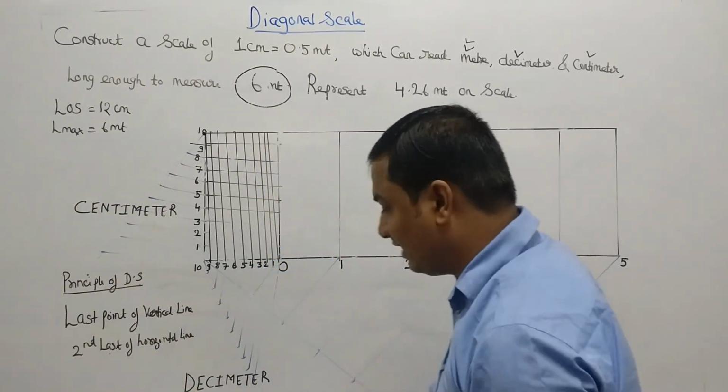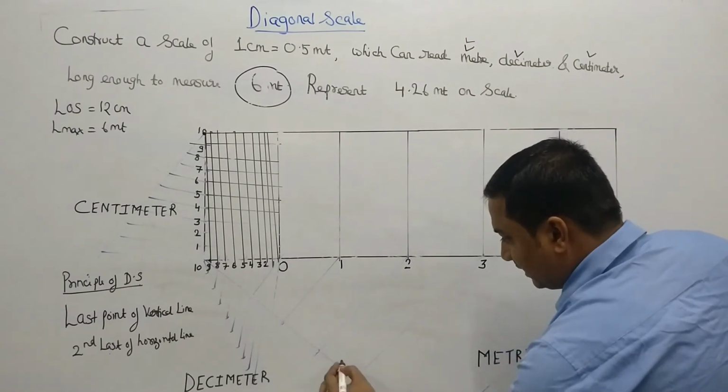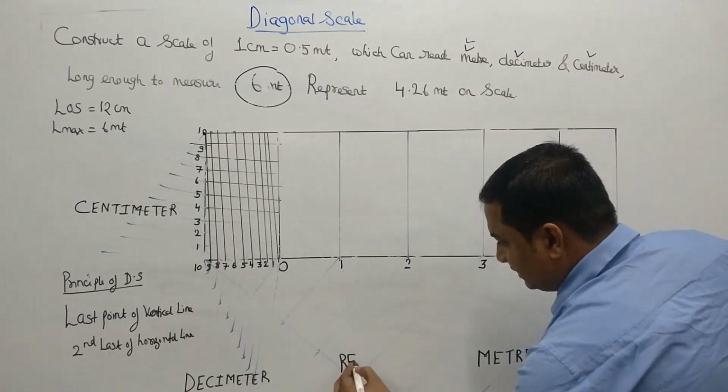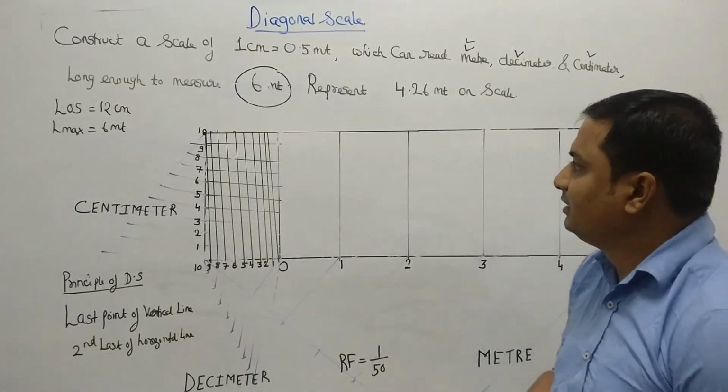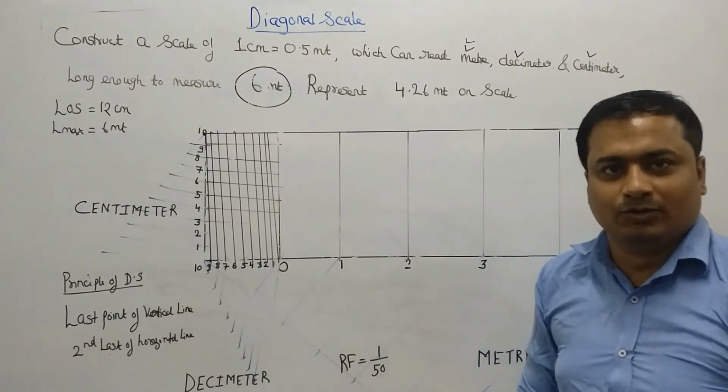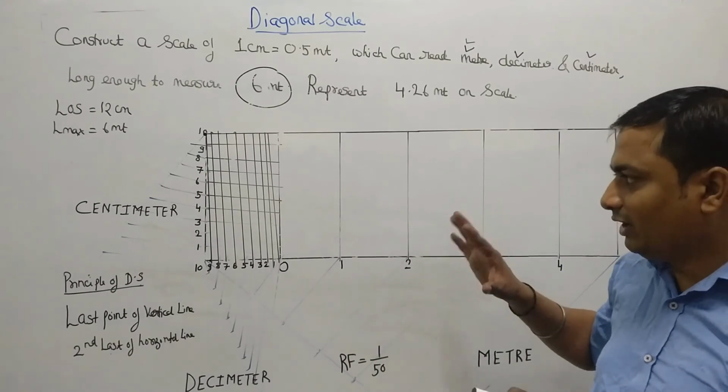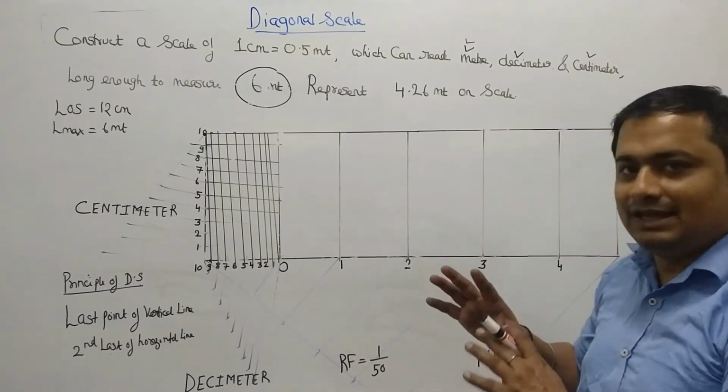And where should the RF be? Between the meter and decimeter part. So at the center we are going to represent here RF is 1 upon 50. So this is the complete diagonal scale now. Now what part is going to be highlighted? The scale should be highlighted.